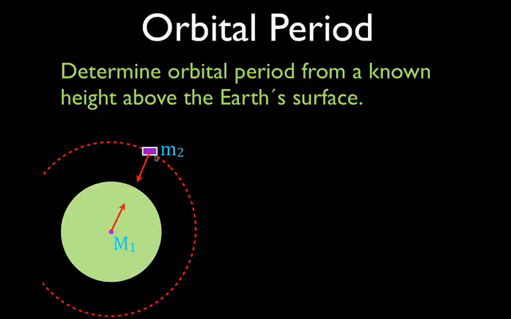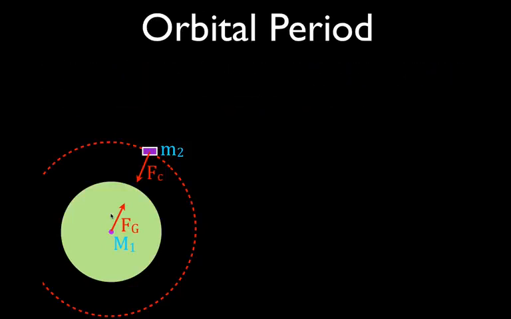Now when we have an object going on a circular path, or a curved path, the force that keeps that object on that path, the force on 2 from 1, is called the centripetal force. That's the force that keeps an object moving on a curved path. This force we're just going to designate the gravitational force, Fg. As we said before, these two forces are equal in magnitude but opposite in direction, and we're going to use that idea to derive the equation for the orbital period.